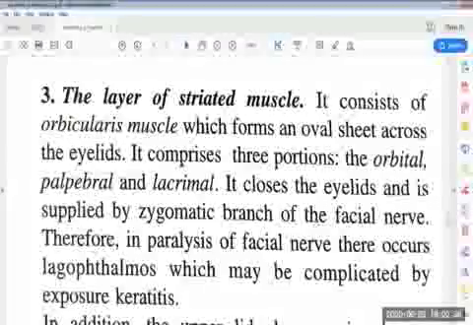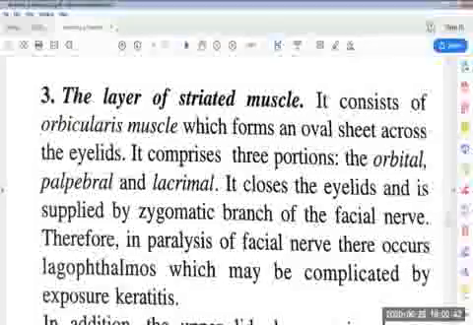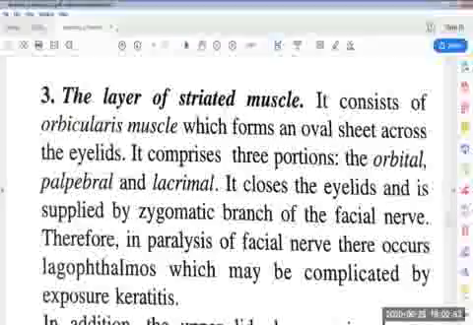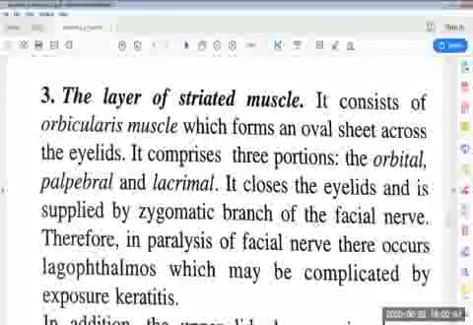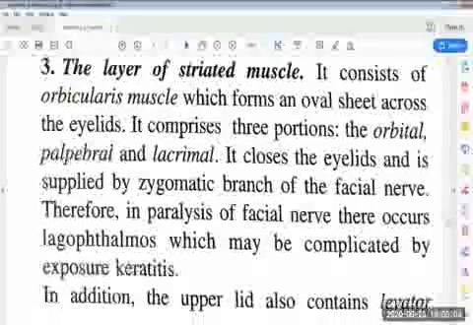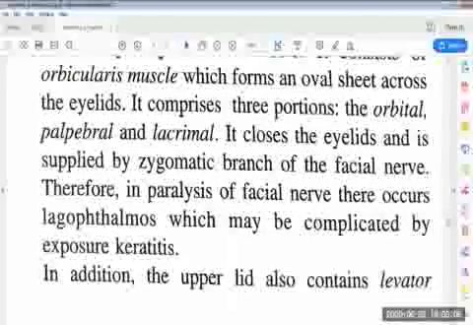What is lagophthalmos? It is the inability to close the eyelids, and thus in the eyelid there is a striated muscle present called the orbicularis oculi, which is supplied by the facial nerve branch. So in case of facial paralysis, the patient suffers from lagophthalmos. The patient is not able to close the eyelids, and due to exposure, there will be inflammation of the cornea.